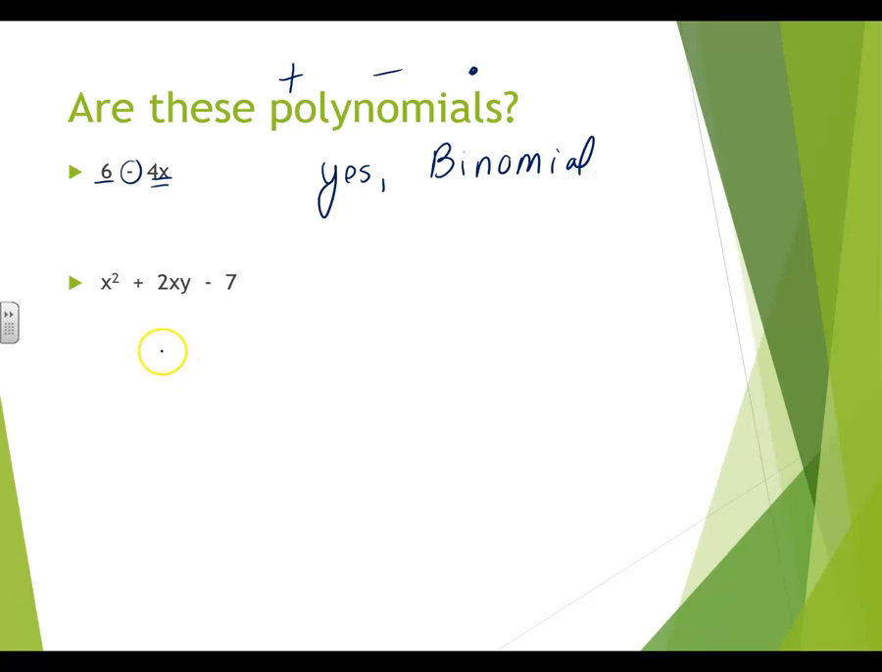All right, the next one. Is there all addition, subtraction, and multiplication? Yes. So look at the plus and minus signs. So there's a term here. There's a term here. It's 3. There's another term. So it is a trinomial.